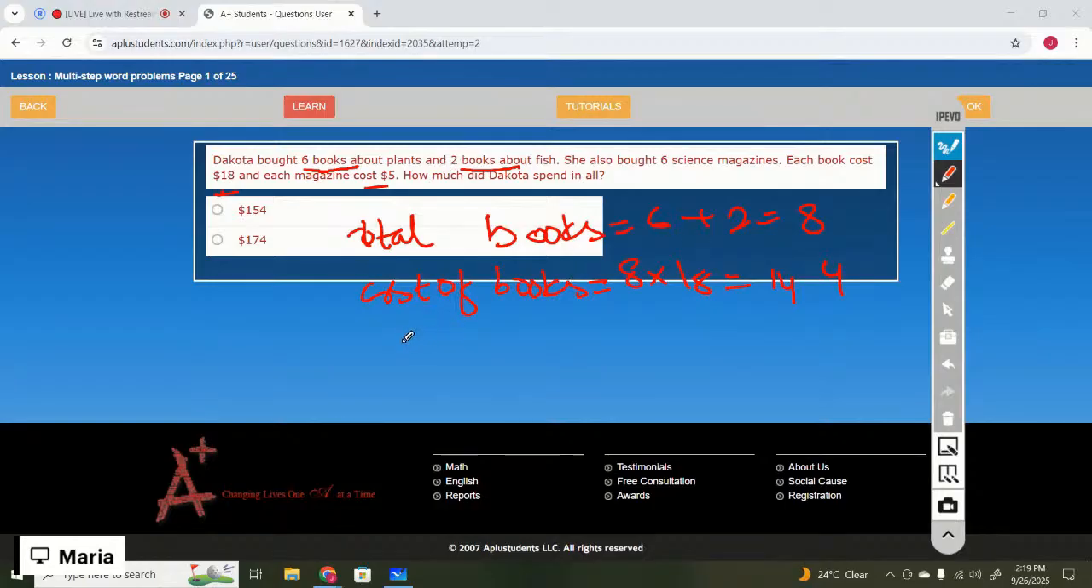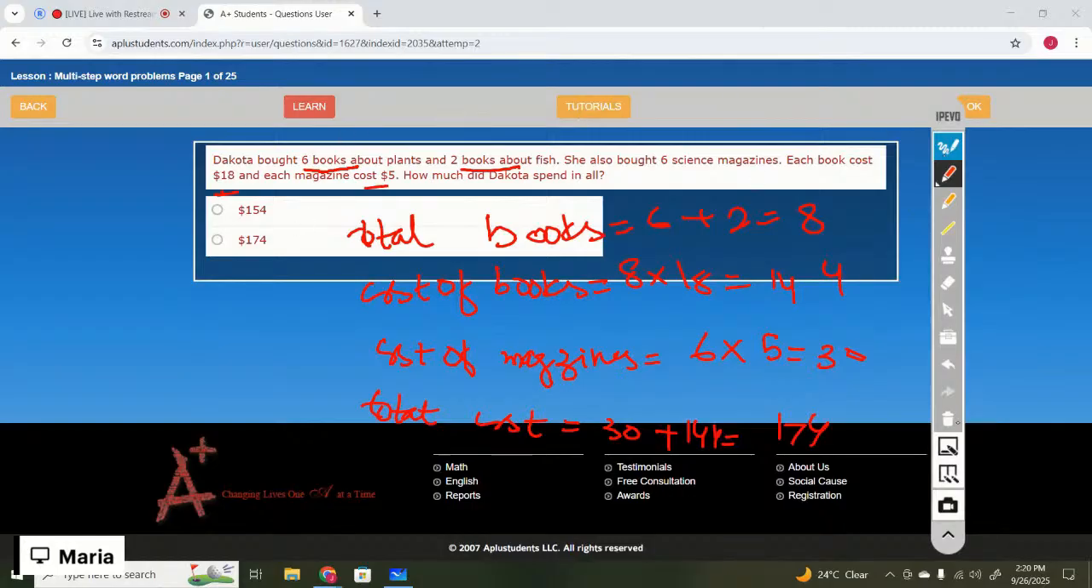Now we have 6 magazines. Cost of magazines. We have 6 magazines and each magazine costs $5. 6 times 5 is 30. So the total cost is 30 plus 144 equals 174. The correct option is $174. Option number 2 is the correct option.